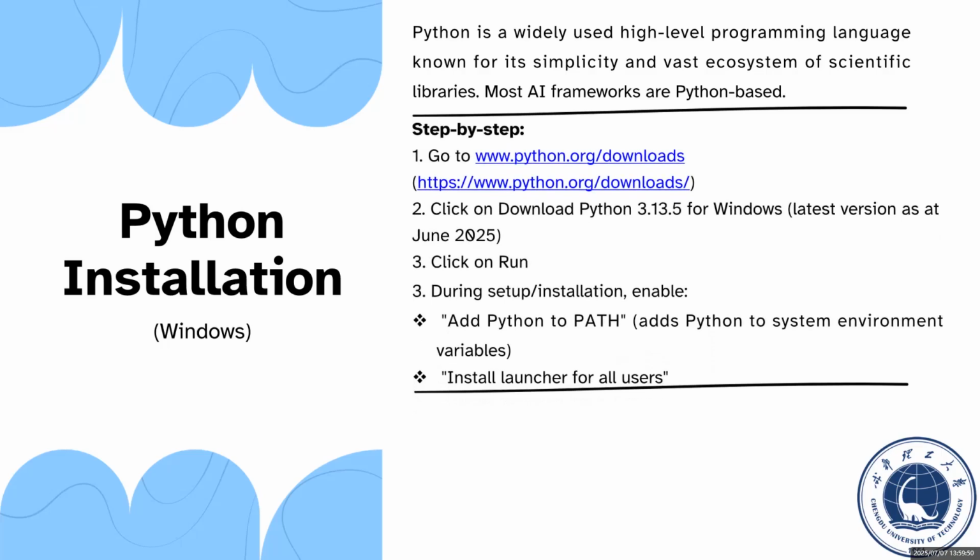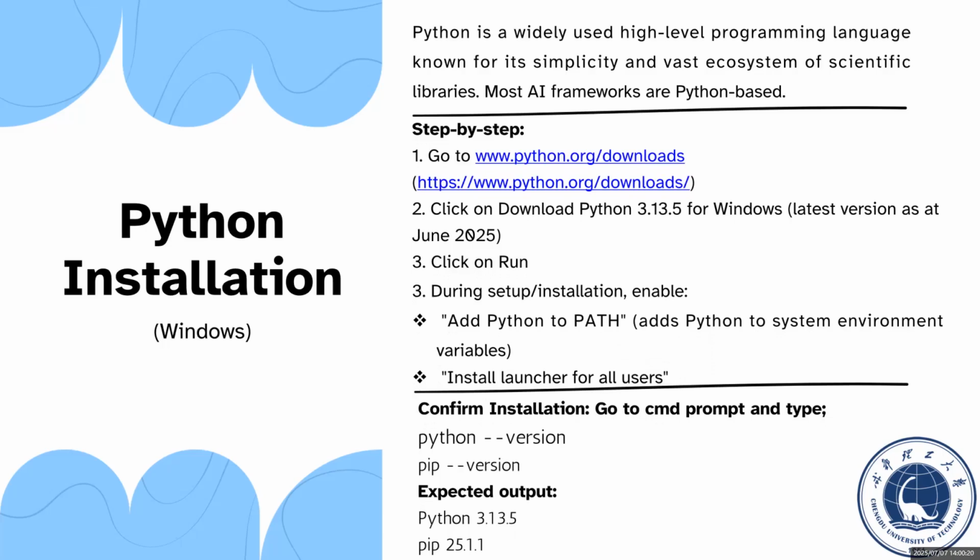All you need to do is to visit the site. So you can see the site on the screen. Then you click on download. As at June 2025, the latest version is Python 3.13.5. Once you have clicked on that download, you click on run. During setup or installation, you have to enable Python, add Python to path, and then install launcher for all users.